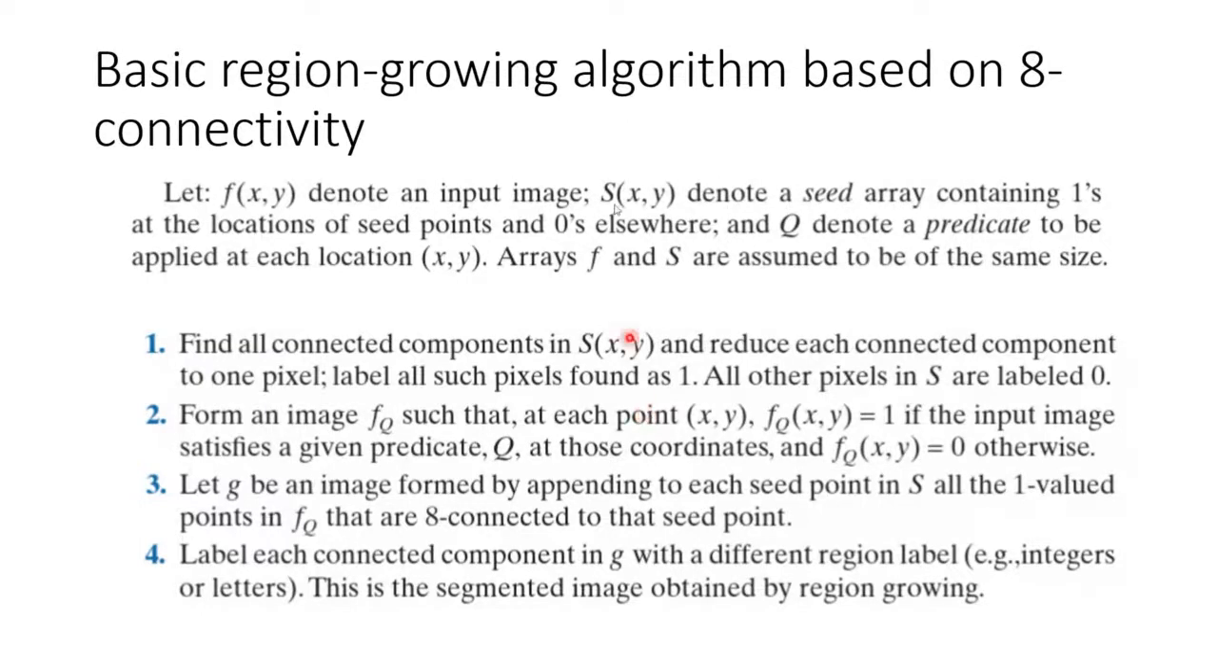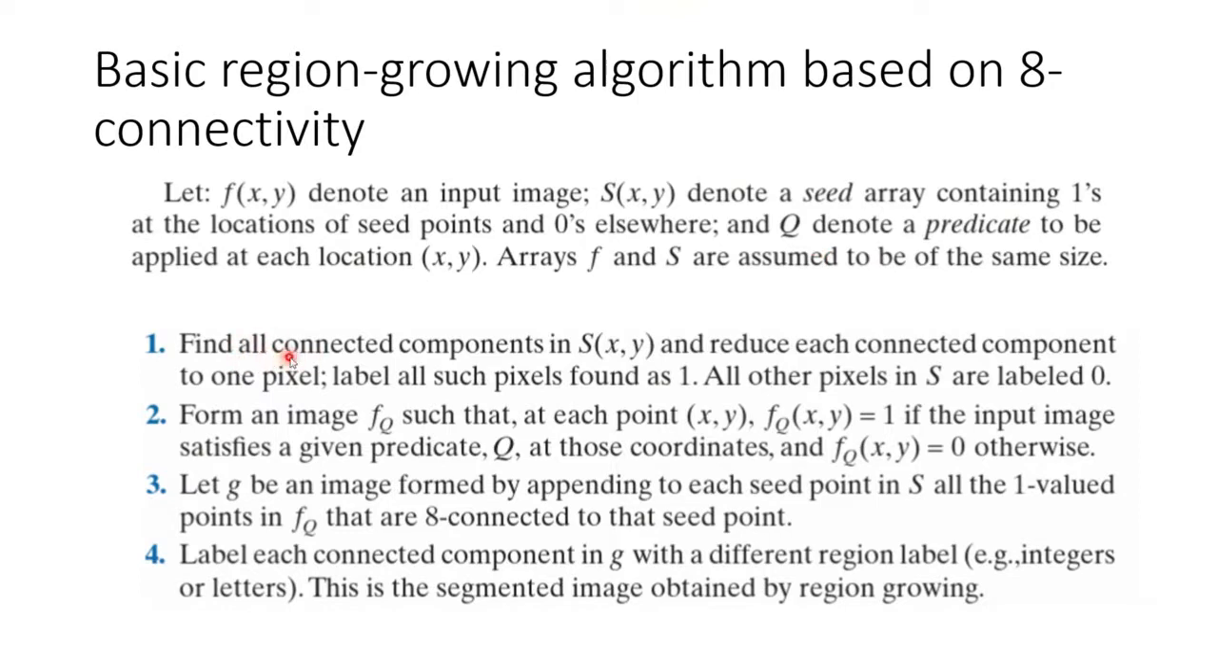So that's the basic region growing algorithm. It's based on the idea of 8 connectivity. We have f(x,y) denoting an input image, and s(x,y) denoting a seed array that contains ones at the locations of the seed points, where I want to grow the regions, and zeros elsewhere. And Q will denote the predicate. Q is the criteria that you're going to use to group pixels together. Basically, pixels that are similar, that are closer to this criteria, will be grouped together.